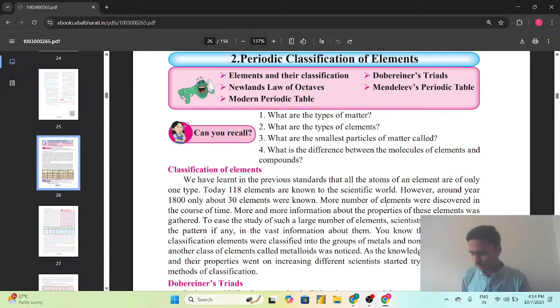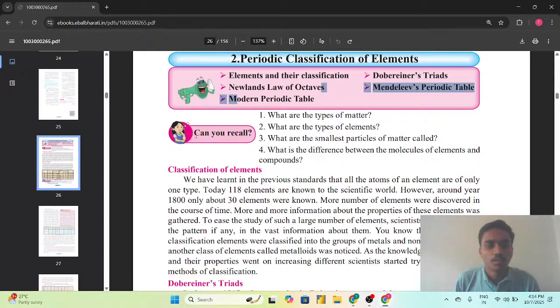So now we are going to start with chapter 2 of the science one. That is the periodic classification of the elements. So elements and their classification, then Dobereiner triads, Newland's law of octaves, Mendeleev's periodic law, and the modern periodic table. These are all the topics which we are going to cover in this chapter.